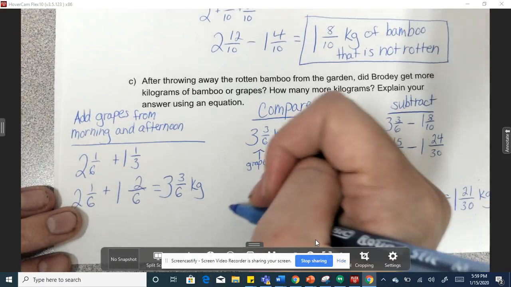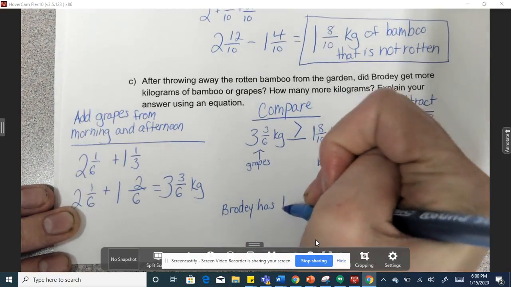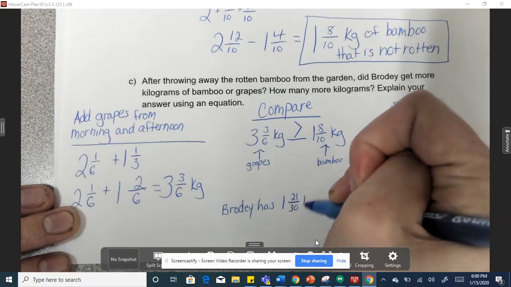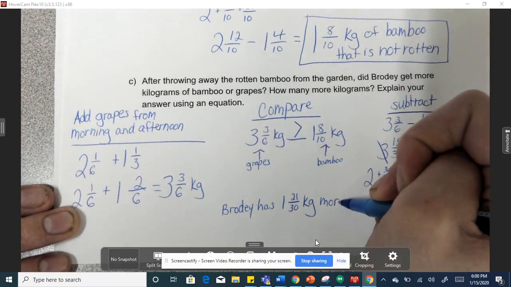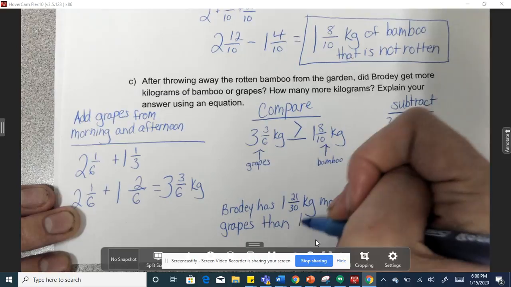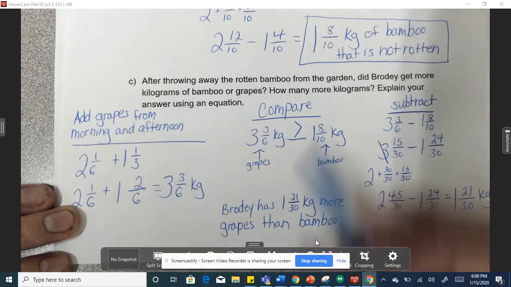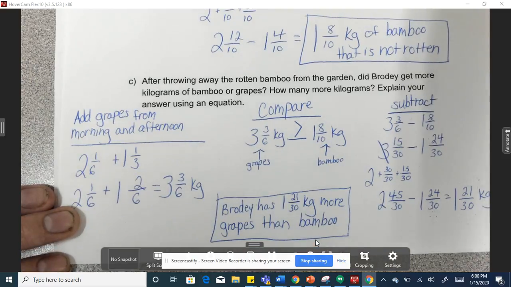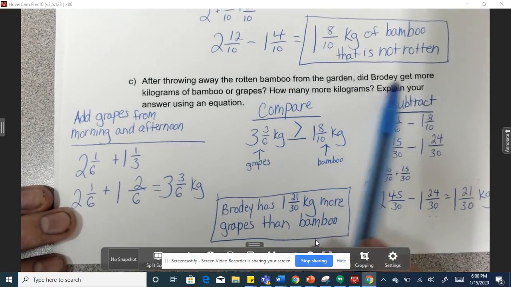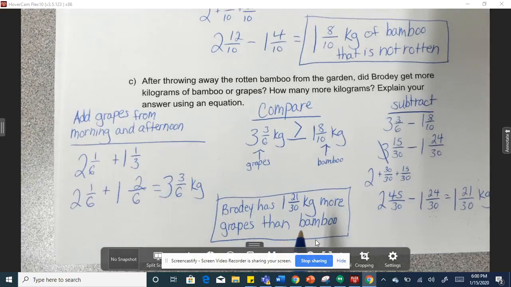So let's write that as a sentence. Brody has 1 and 21/30 kilograms more grapes than bamboo. And you know what? By writing this sentence, I now answered both questions. I said which of the two he has more of, and how much more. So let's make sure I answer all the questions. Did Brody get more kilograms of bamboo or grapes? We said he has more grapes. How many more kilograms? We see we subtracted, and it was 1 and 21/30 more kilograms.